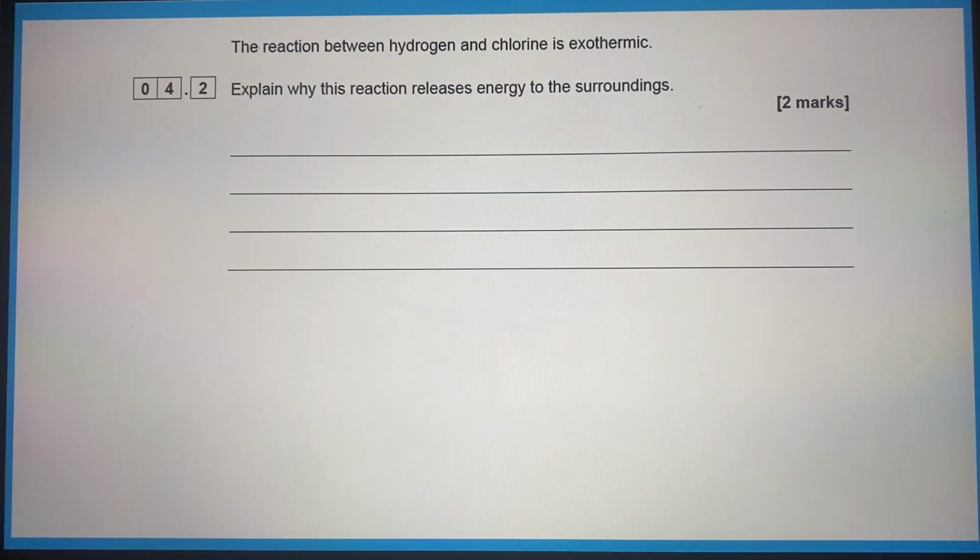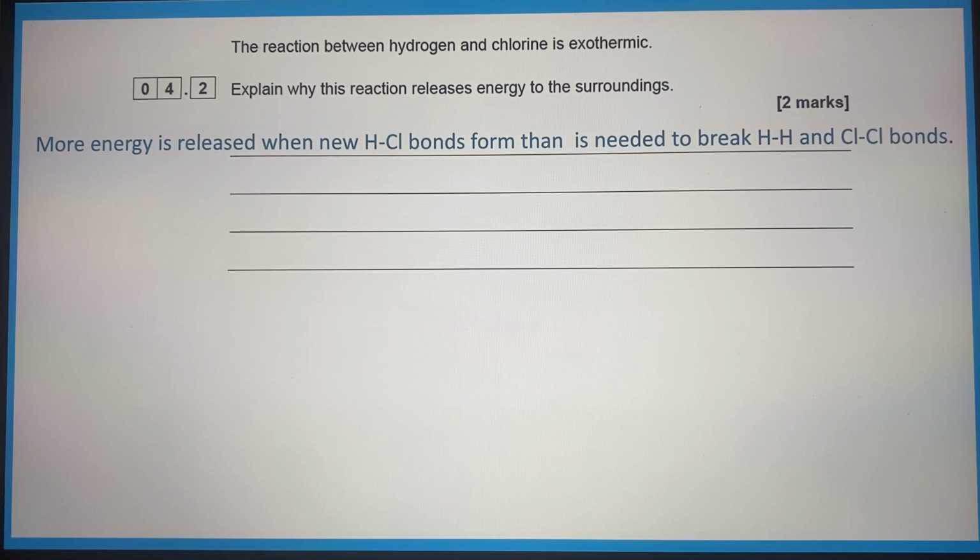Sub-question 4.2. The reaction between hydrogen and chlorine is exothermic. Explain why this reaction releases energy to the surroundings. 2 marks. As we reviewed previously, breaking bonds requires energy, and forming bonds releases energy.